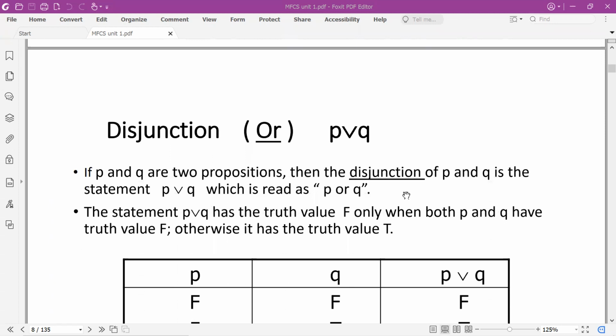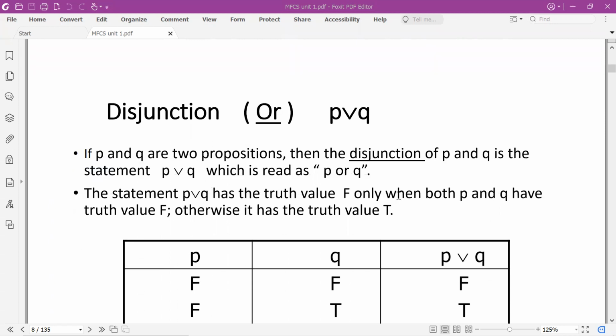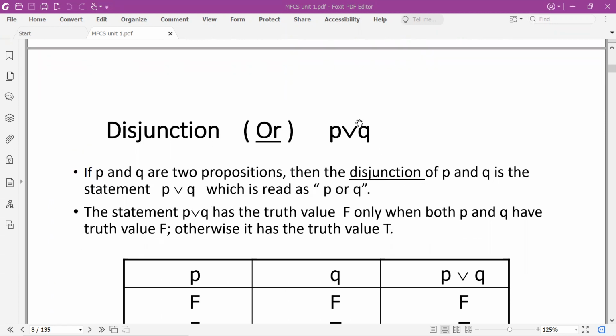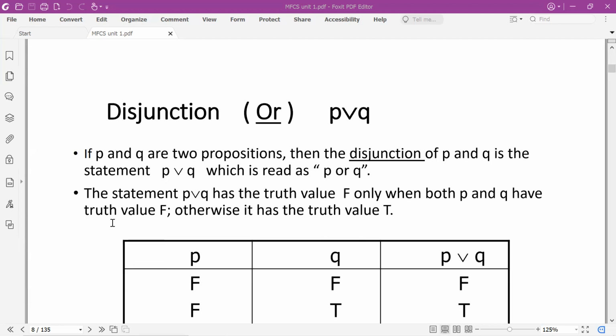Next is disjunction. Disjunction is also known as OR. This is represented as P ∨ Q. This is read as P disjunction Q or P or Q. If P and Q are two propositions, then the disjunction of P and Q is the statement P ∨ Q, which is read as P or Q. The statement P ∨ Q has the truth value F only when both P and Q have truth value F, otherwise it has the truth value T.